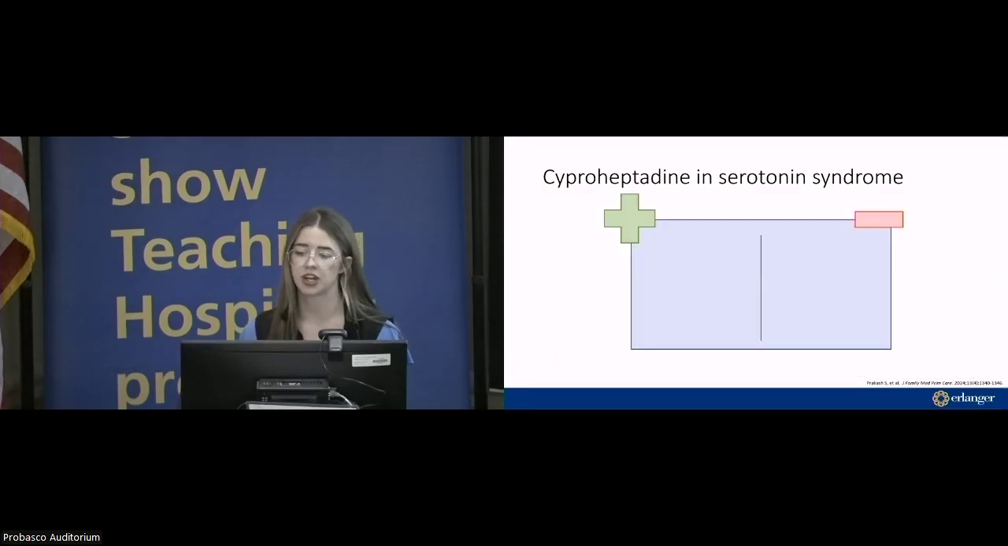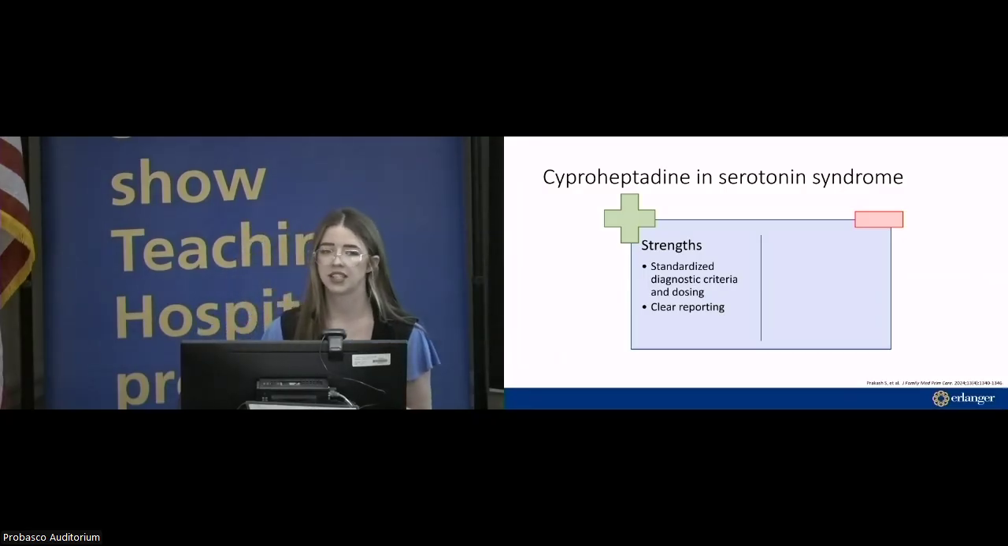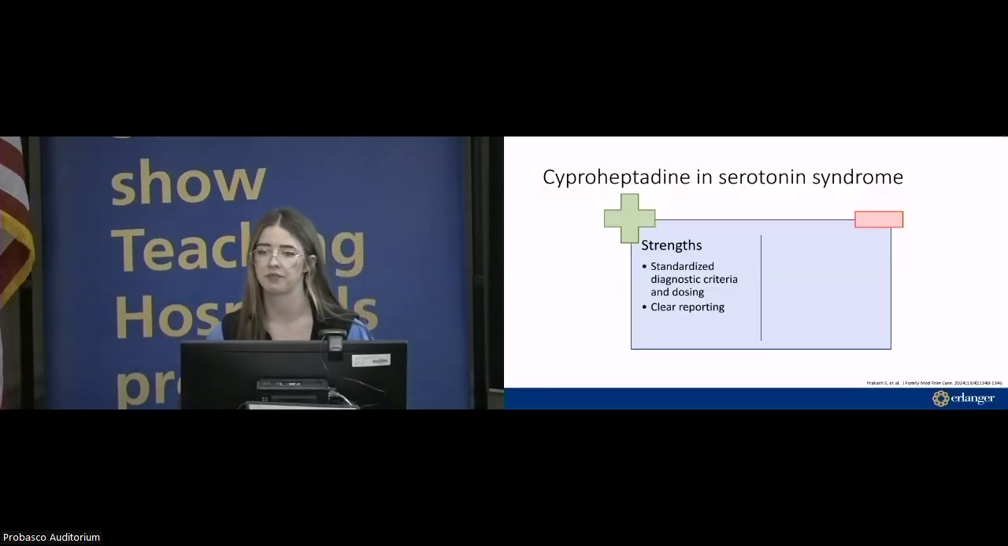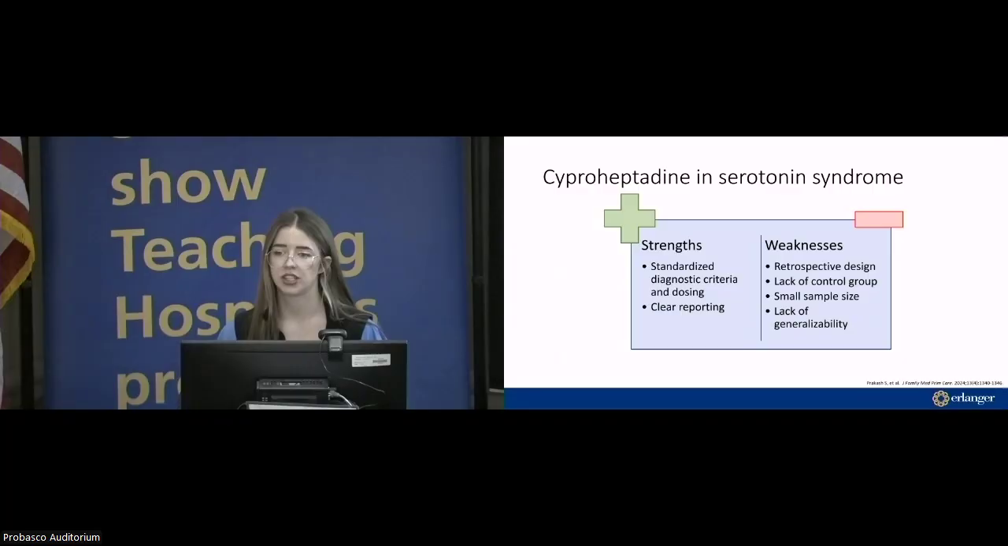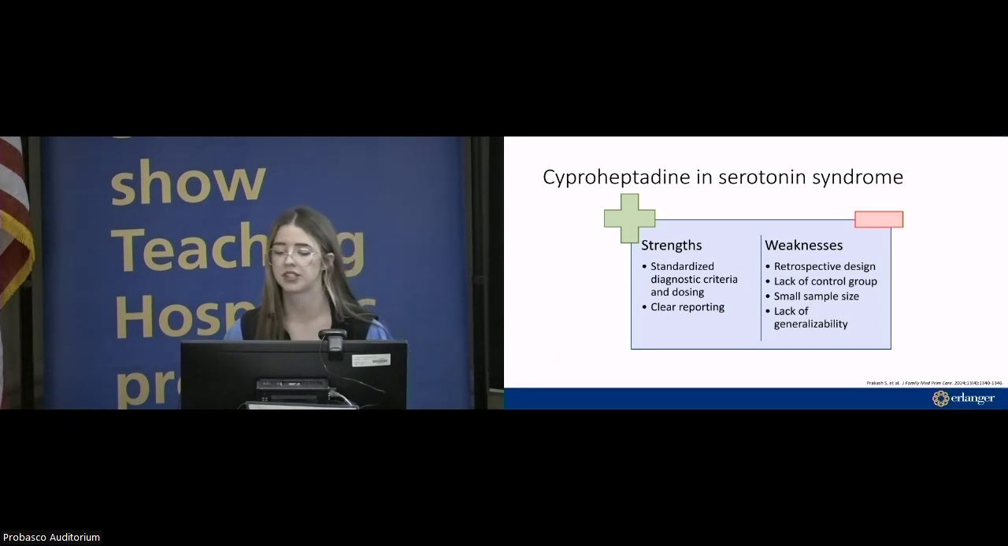So this study had a few strengths. They used standardized diagnostic criteria, the Hunter criteria, and they had fairly consistent dosing strategies with clear reporting of the clinical outcomes over time. However, the limitations are pretty significant. This is a retrospective case series with no control group. It was a small sample size, and it had limited generalizability outside of their practice setting. So while the results support cyproheptadine's role in serotonin syndrome, the study should be interpreted as supportive and not definitive evidence.